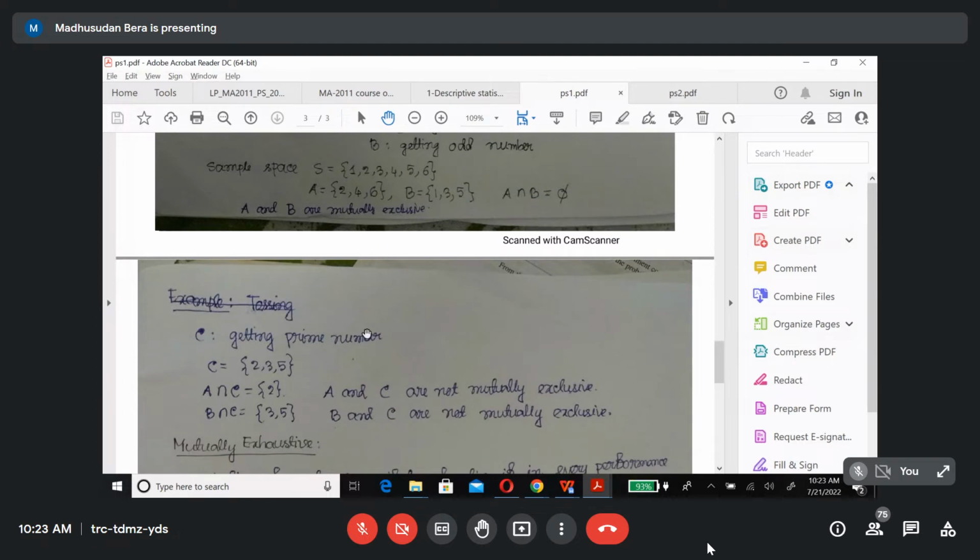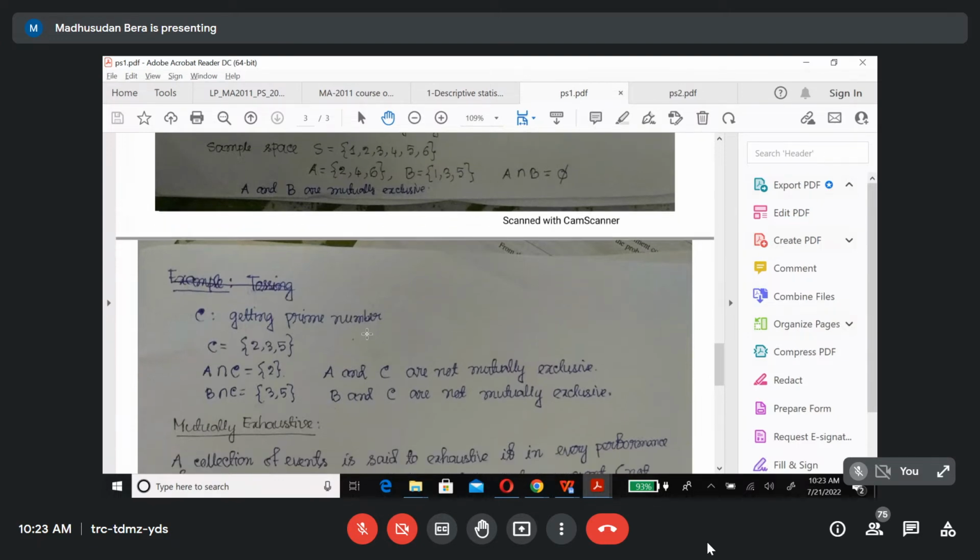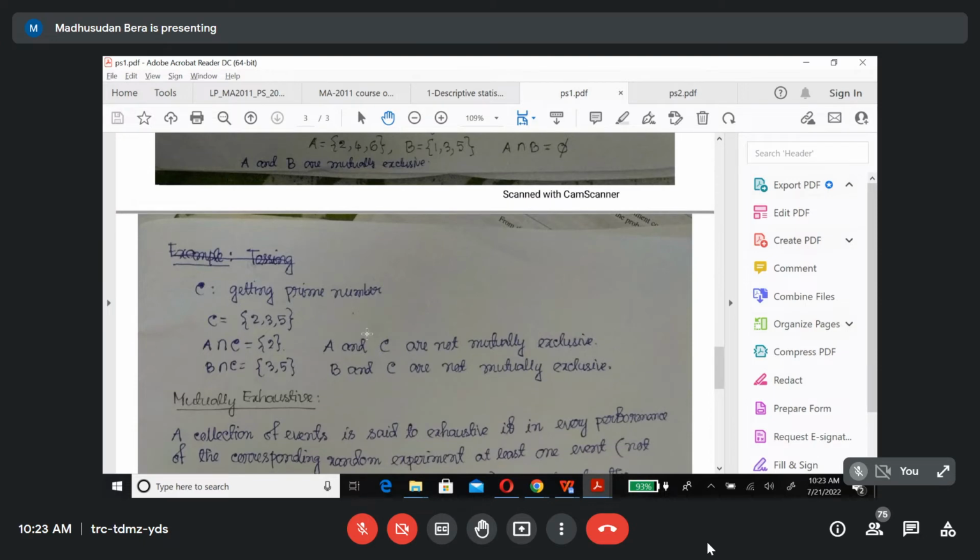Then mutually exclusive. What is the meaning of that? Their union will be the whole sample space. So exclusive means the intersection is empty. Exhaustive means it will cover the whole thing.